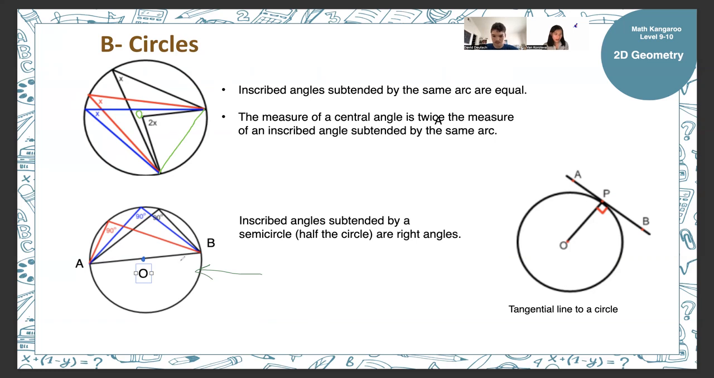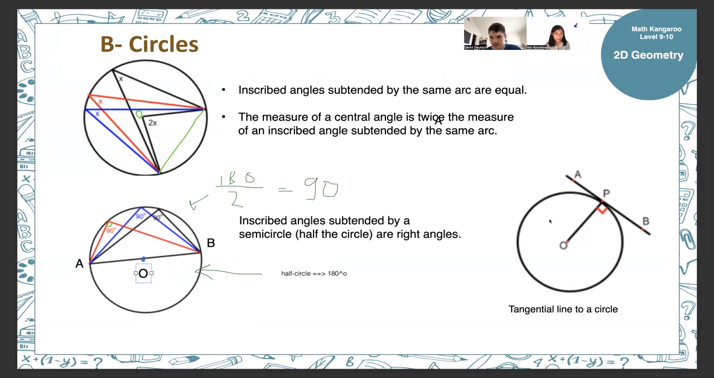And then because half a circle is 180 degrees, an inscribed angle subtended by a semicircle, when AB here is the diameter, is 90 degrees. So anytime you see a diameter here, you want to mark that angle as equal to 90 degrees. So that is super helpful. And lastly, for a tangent line to a circle, if AB is tangent to the circle O at the point P, then the radius OP is perpendicular to AB, and that is something you also want to mark on the pictures as soon as you see it.